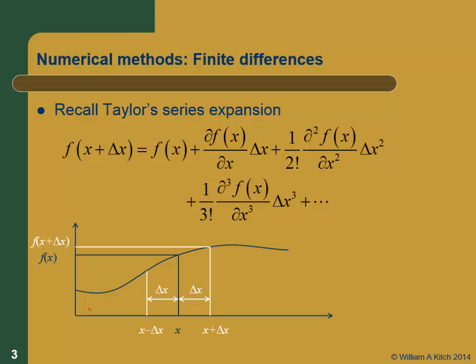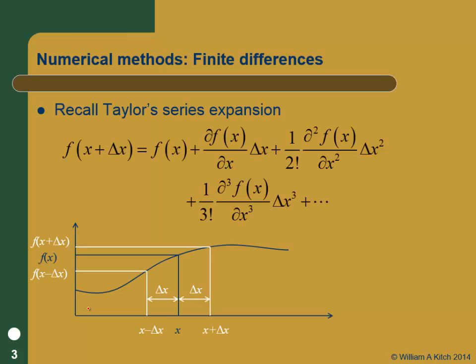So if I want to know f of x at minus delta x, I can do the same thing. I'm just going to plug minus delta x in there. Right? I can do it frontwards, and I can do it backwards. One's called the forward difference, and one is called the backward difference. So you know what the Taylor series expansion is now, right?